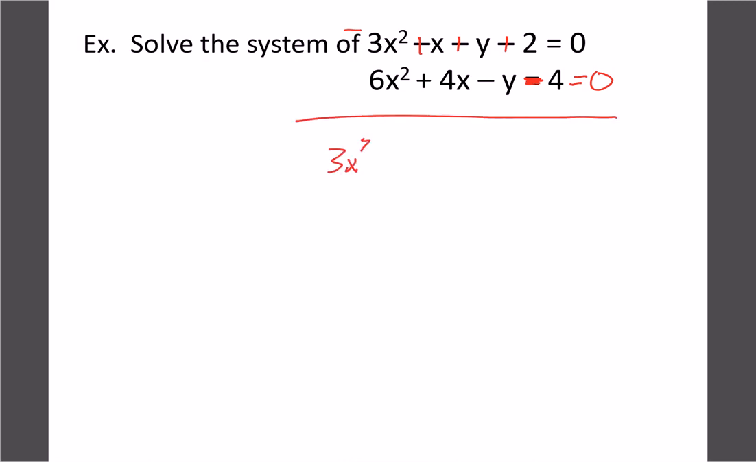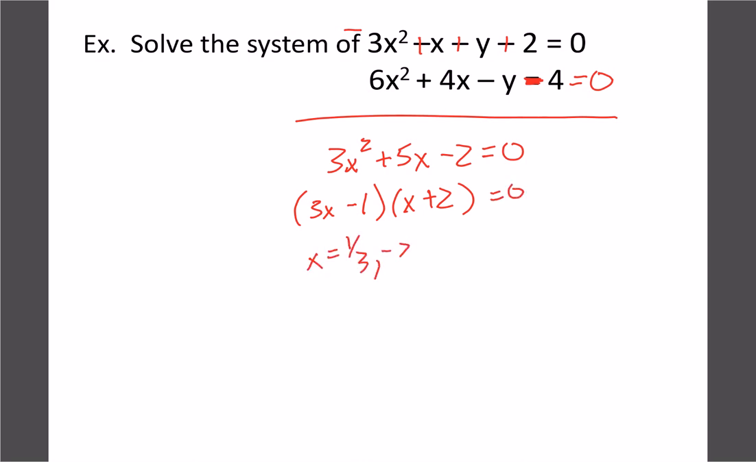So we have 3x squared plus 5x minus 2. And when we did this one the other day, we got 3x plus 1 and x minus 2, I think was the right answer. Oh, backwards again. So that should have been 3x minus 1 and x plus 2. So our solutions are 1/3 and negative 2.